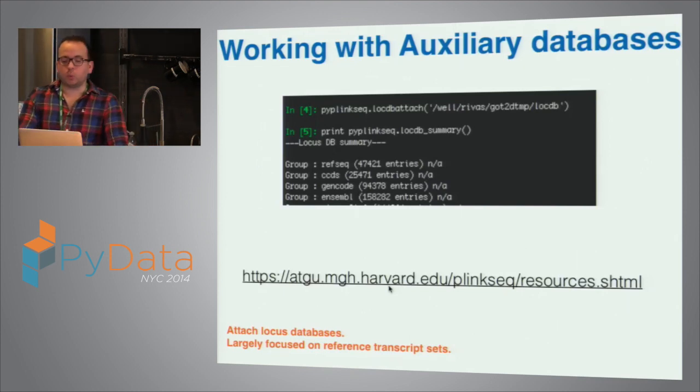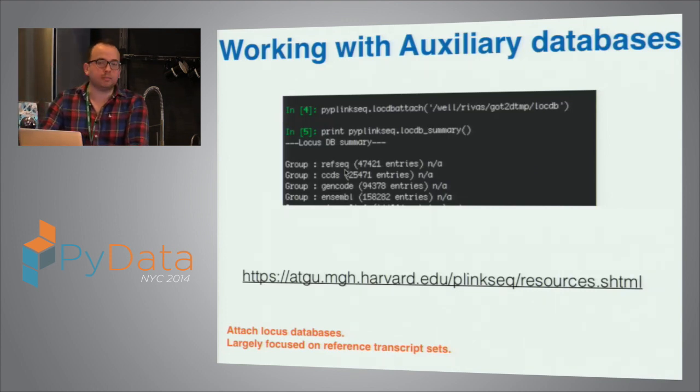As I've mentioned before, if you're going to interpret what's going on with your genotypes, or if you have any interest in learning about the genetic variation in your genome, one of the things you'd want to do is work with these auxiliary databases. Here's an example of attaching a locus database. Once we print a summary of the locus database, we can see that there are several groups of information. These are reference transcript sets available in the human genome, and the idea is that you'd be able to use this downstream for analysis and interpretation of DNA sequence variants. Here are 4 examples of reference transcript sets: RefSeq, CCDS, GenCode, and Ensembl.